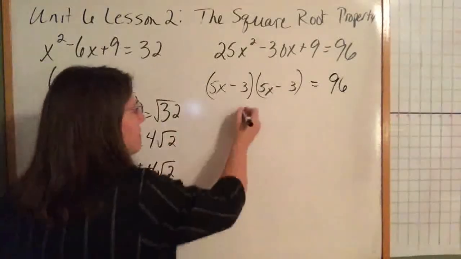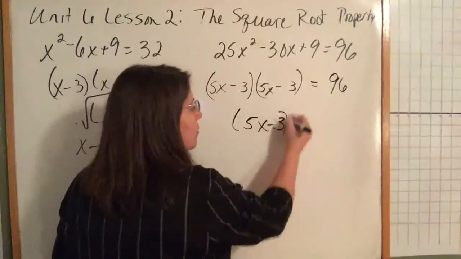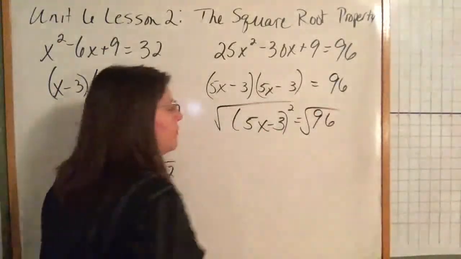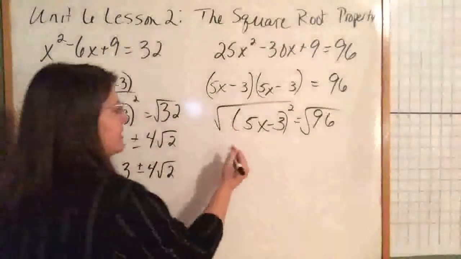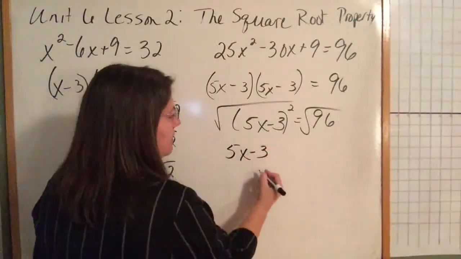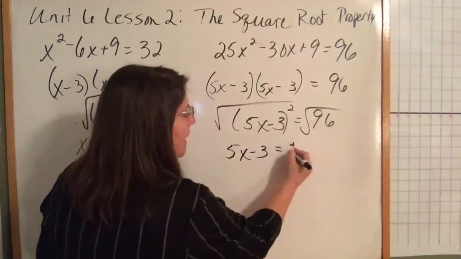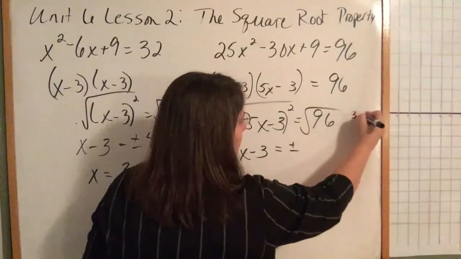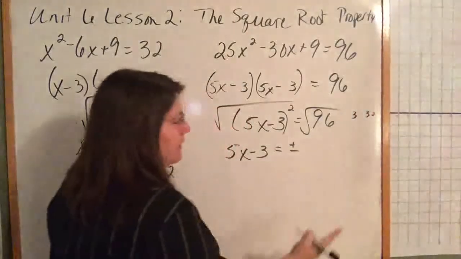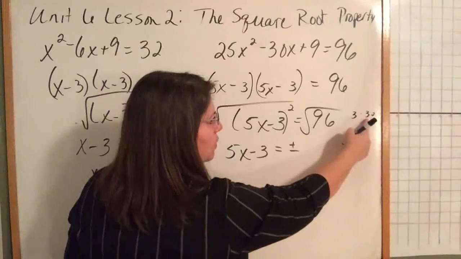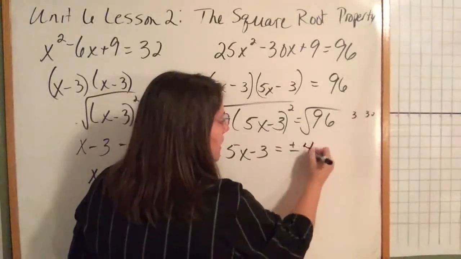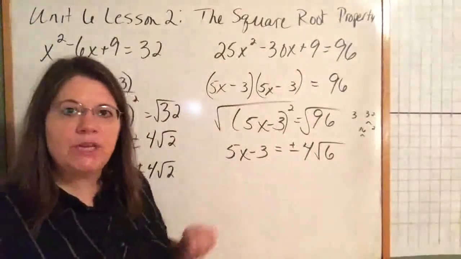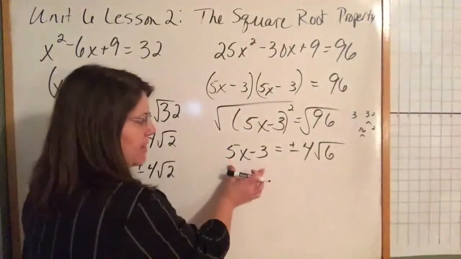So this is 5x minus 3 squared equals 96. I'm going to take the square root of both sides. When I do that, the left-hand side is 5x minus 3. The right-hand side is plus or minus. Now, 96, I know that is 3 times 32. And then 32 is 2 times 4 times 4. So I can bring a 4 out. So that'll be a 4 square root of 6 left inside. Then to finish this one, I have to get x by itself.